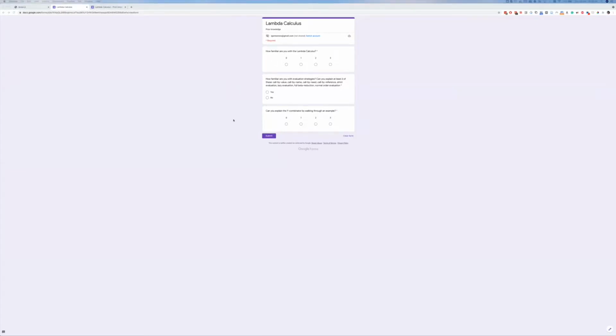It's these three questions. How familiar are you with the Lambda calculus? It's from 0 to 3. If you are familiar with at least two of these terms, essentially call by value, call by reference, or anything like that, it's very lenient. And if you are familiar with the Y combinator, if you could sort of walk through an example.